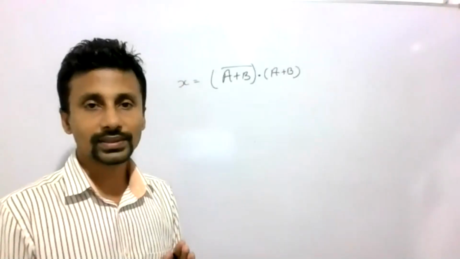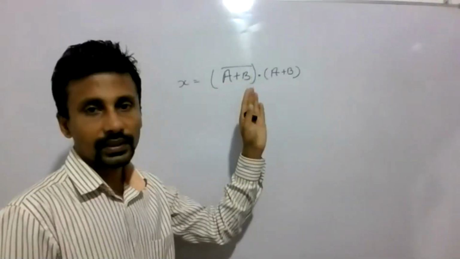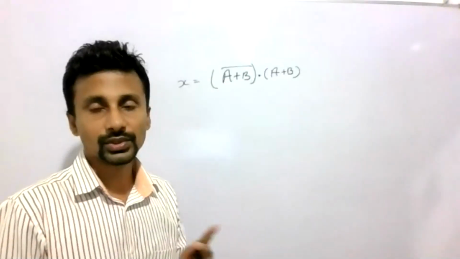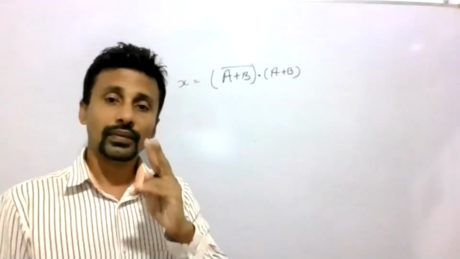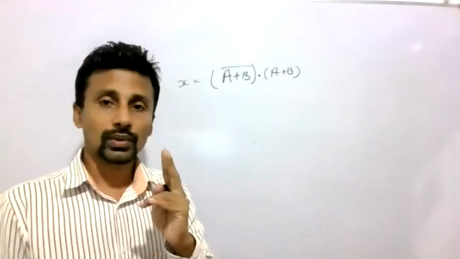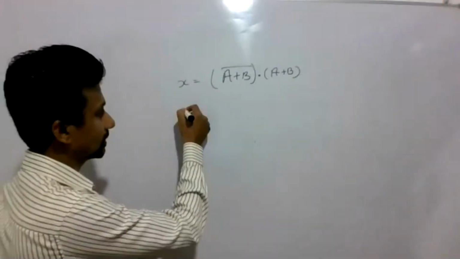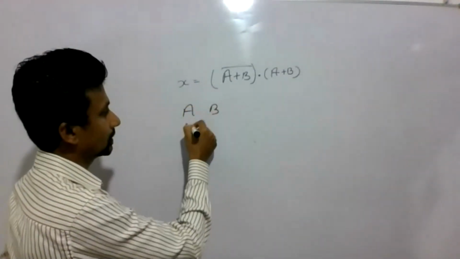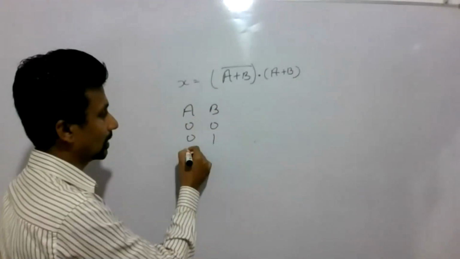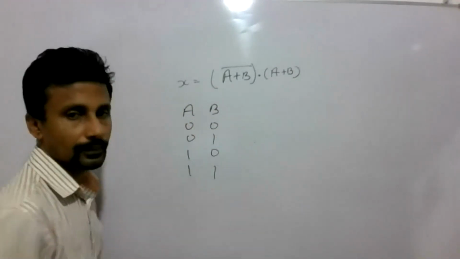So how many variables are there? A and B. A and B are the variables. So that means two variables. We discussed at the beginning, you have four patterns. So I am writing it once: A B, 0 0, 0 1, 1 0, 1 1.